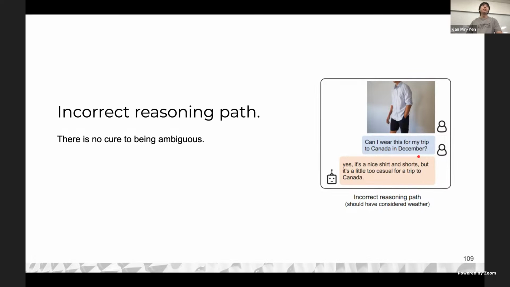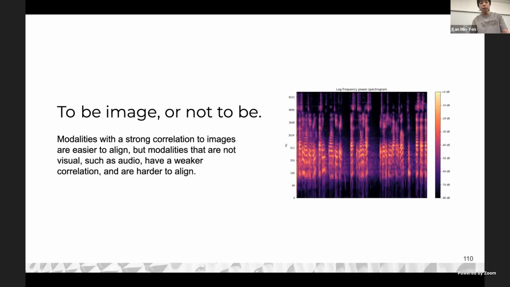It's not very obvious to the LM because it doesn't have that representation between the weather and clothing. So it will just say, oh yes, it's a nice shirt, but I think it's a little too casual for a trip to Canada, which is missing the point, something a human would not have missed. Yeah, but again, this can probably be solved with additional refining methods.